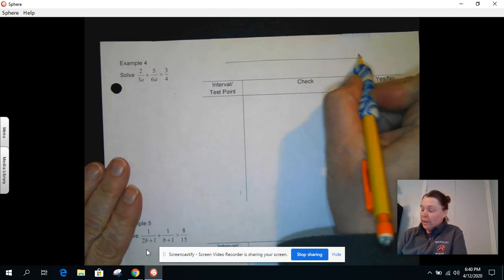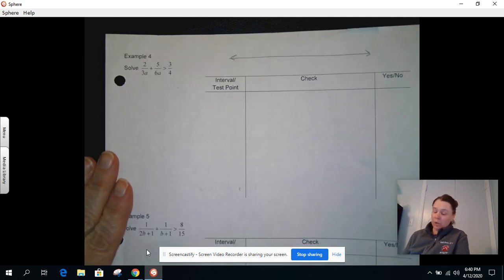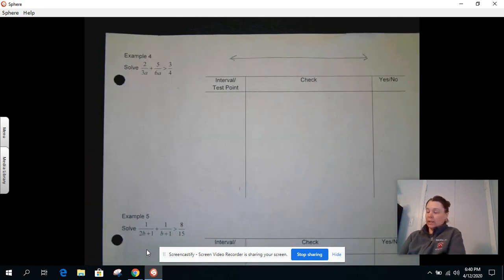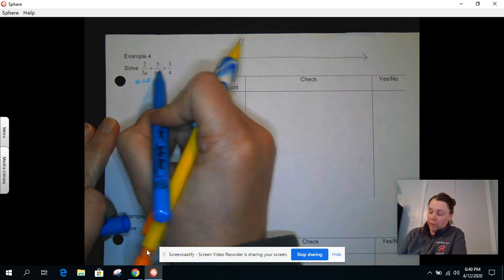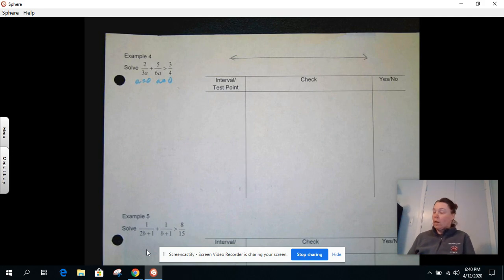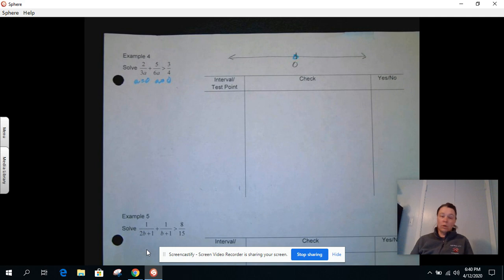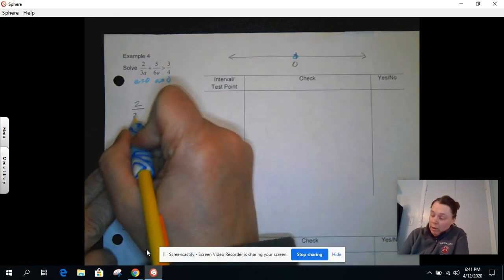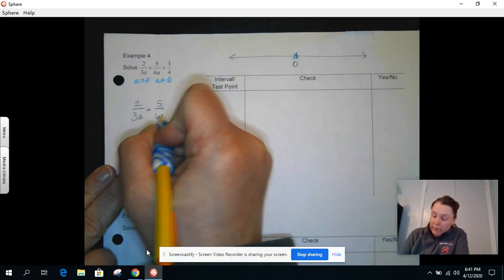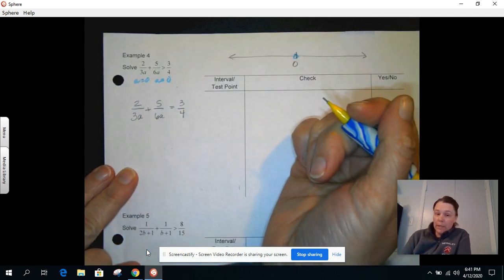Okay, so I usually start by thinking, well, what would make my denominator 0? Because those values have to be excluded. Okay, and what would make this equal 0 would be 0. And what would make this equal 0 is 0, right? 6 times 0 or 3 times 0 is 0. So 0 is going to have to go on my number line. Open circle always. All right, so then we're going to have to solve this equation. Now, when we go to solve this equation, we're going to have to use what we talked about before a break, where we multiply through by the lowest common denominator.